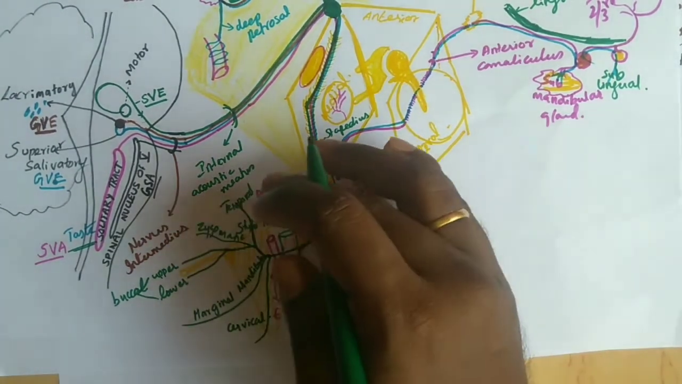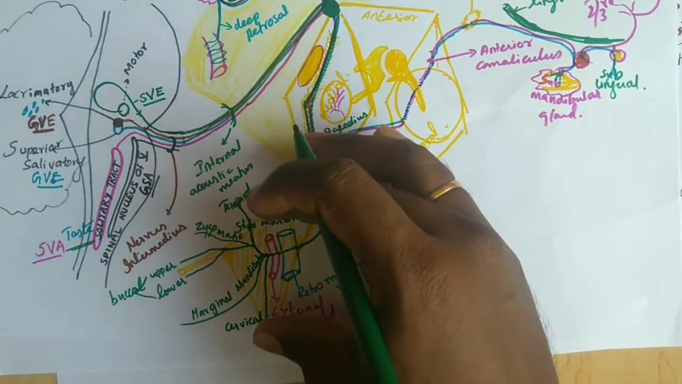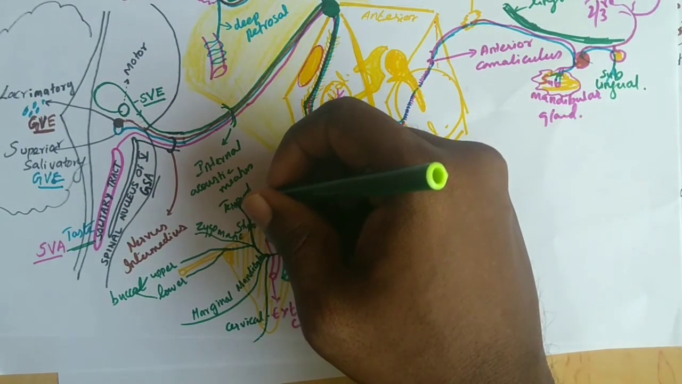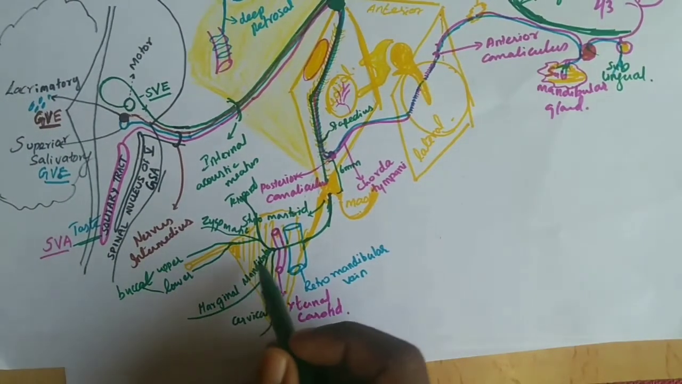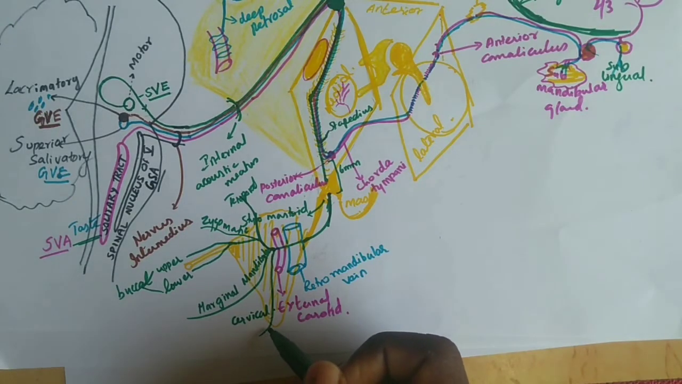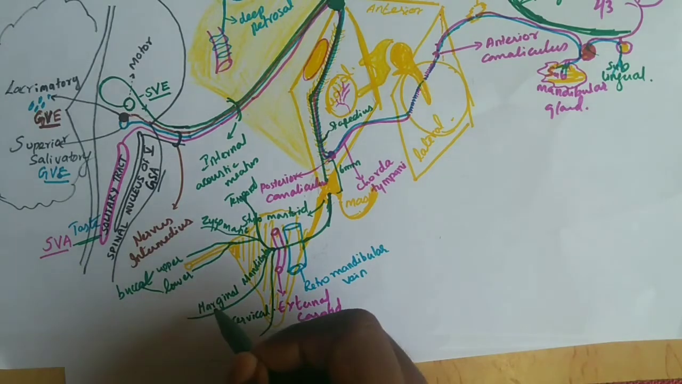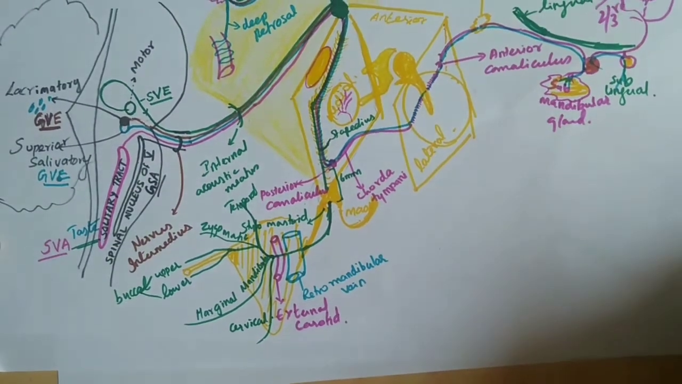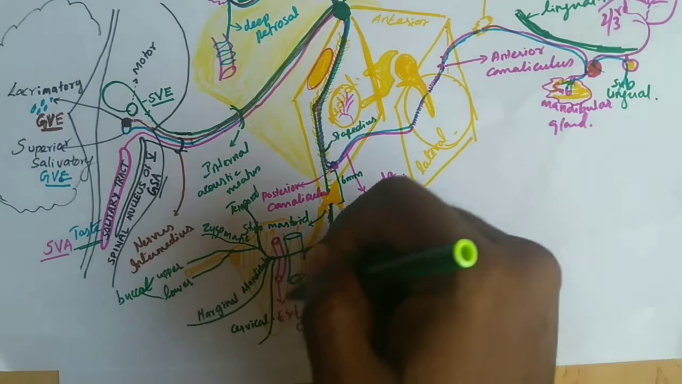These 5 branches which are emerging out of the anterior border of the parotid gland will be supplying the muscles of facial expression. The temporal branch will be mainly supplying the muscles in the temporal region, mainly the frontal belly of the occipitofrontalis, and the cervical branch will be supplying the platysma. Like that, the zygomatic branch, the buccal branch, and the marginal mandibular branch will be supplying the respective facial muscles in the face.